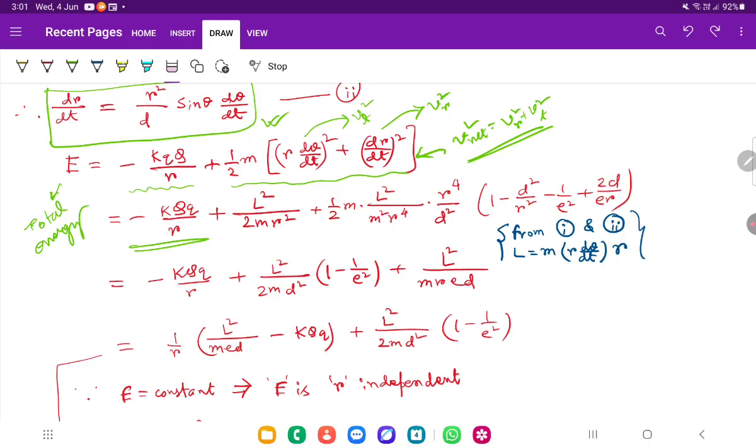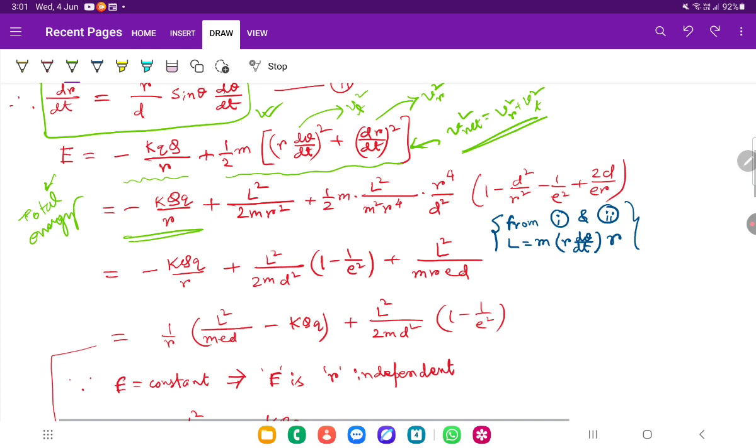So yeah, that's all. And here I've simplified, right? That first term, if you multiply with this one, it will be half m r d theta dt square. So using this one, I can write that term as L square upon 2 m r square.